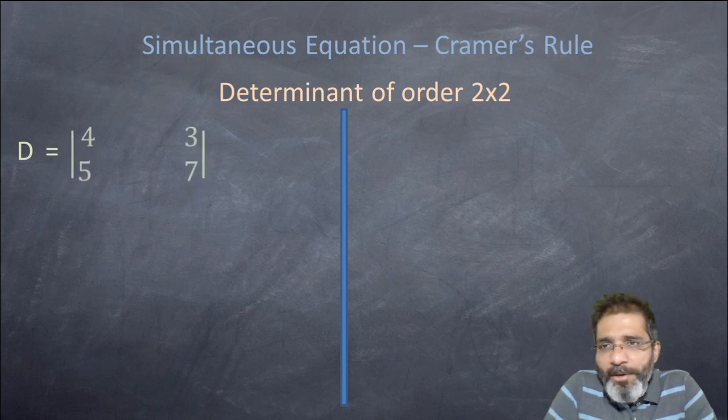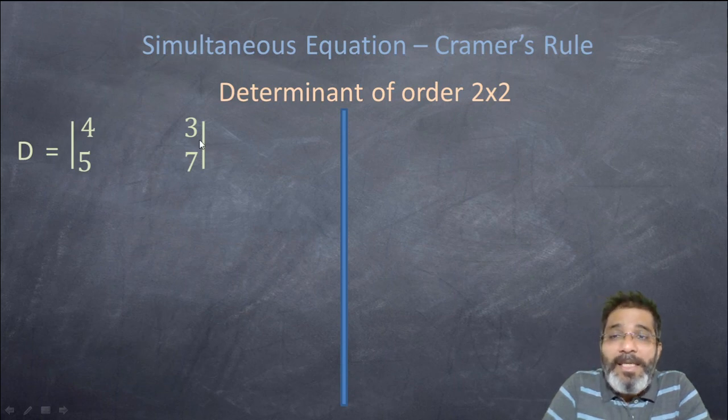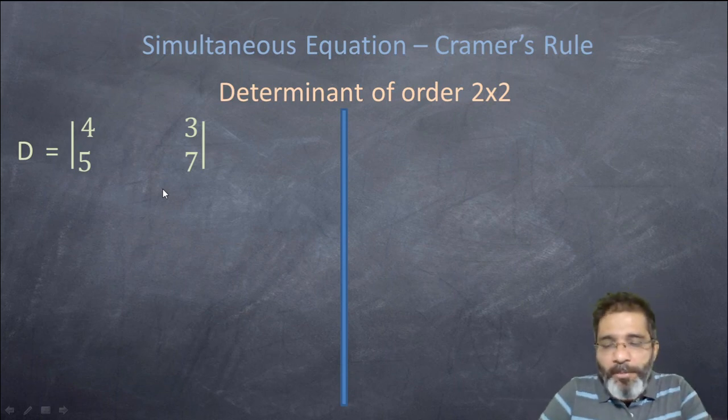Now, a determinant of order 2 by 2 means what? There are two rows and two columns, meaning two numbers vertically and two numbers horizontally, and we show it between two vertical signs. So this is called a determinant of order 2 by 2. Now we need to find the value of the determinant.